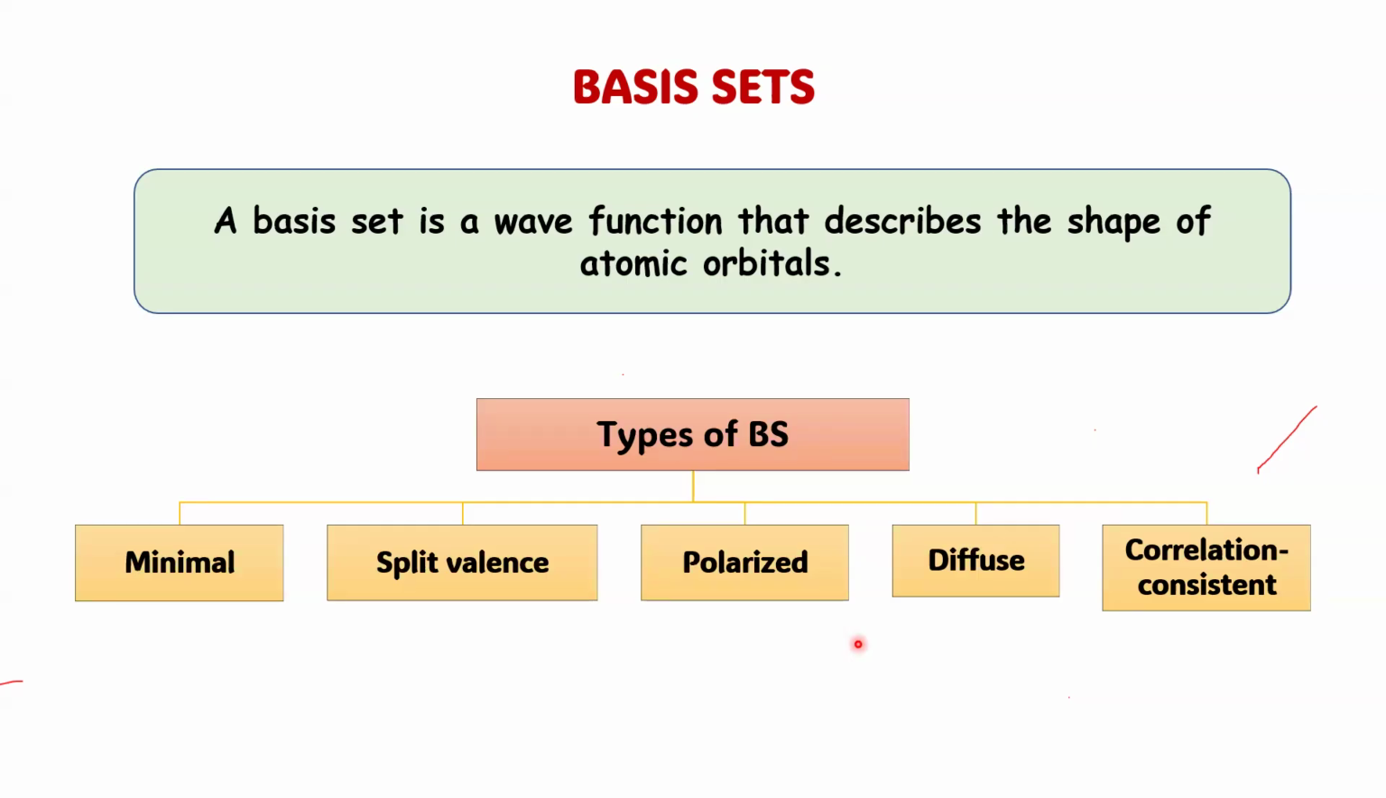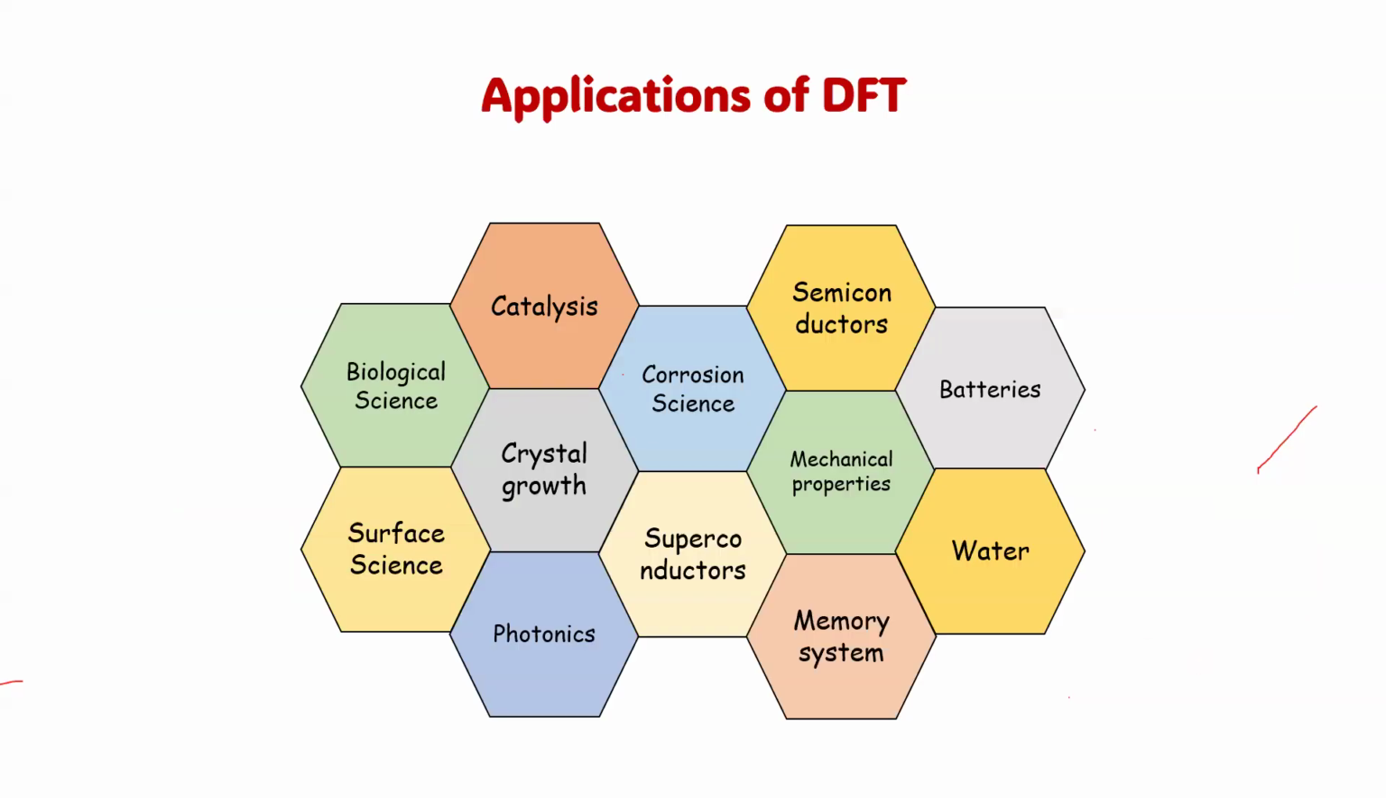Along with that, double zeta has 2 types of functions, triple zeta has 3 types, and quadruple zeta has 4 types. So why are they using those functions? To describe the valence orbital of the system. Very simple, okay? The main use of this basis set is to describe the valence orbitals of your system. That is the main role of the basis set. Now let's move on to the next slide.